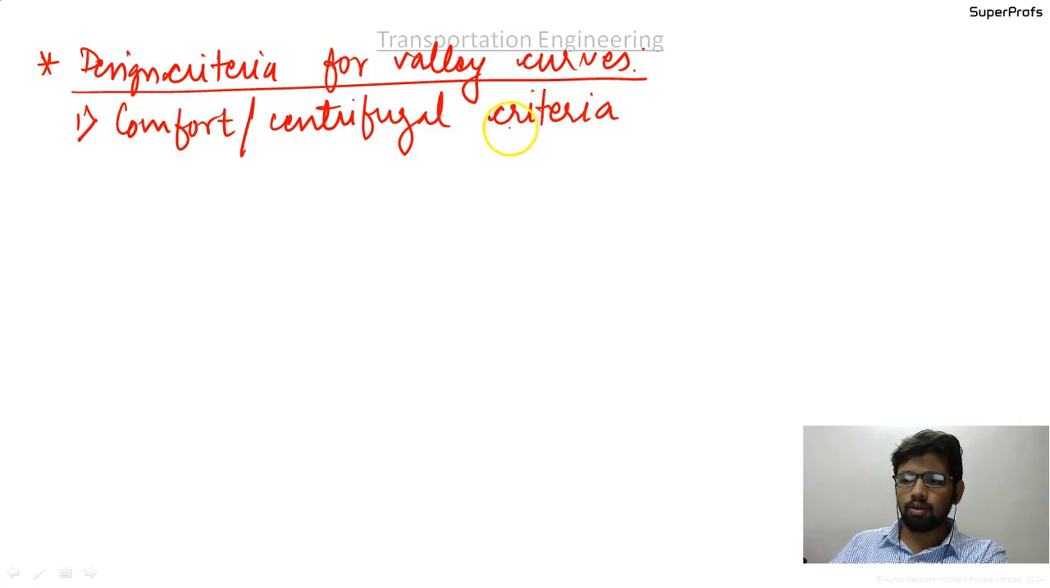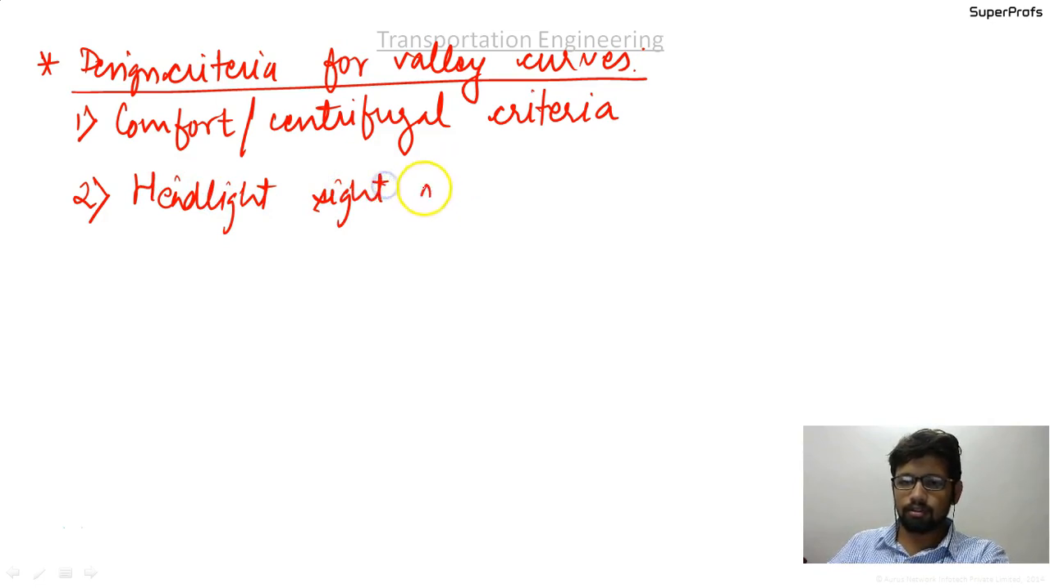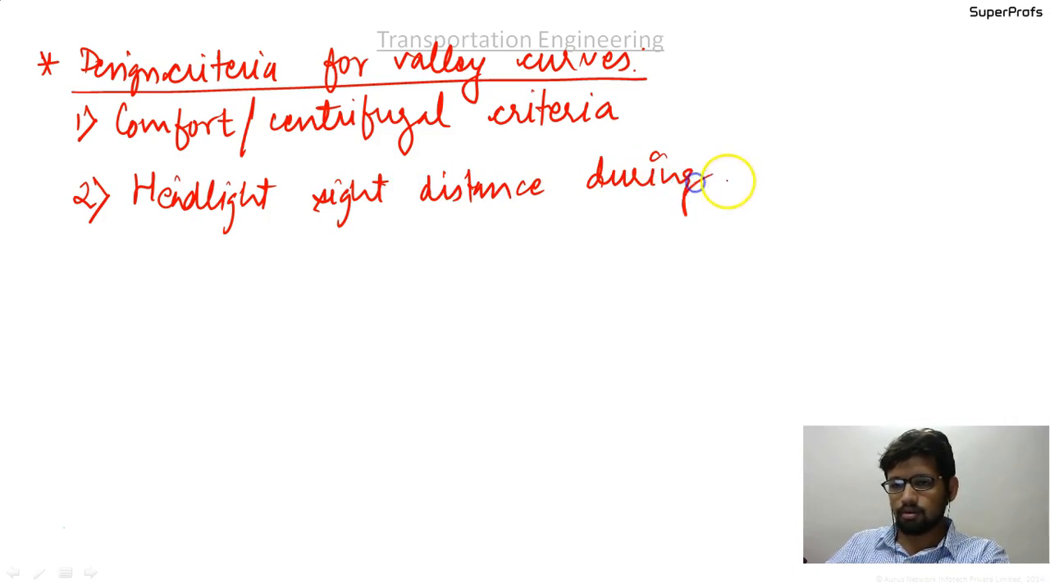And the second design criteria is the headlight sight distance. Second criteria is headlight sight distance during night. I'll discuss why it is not so during the day.